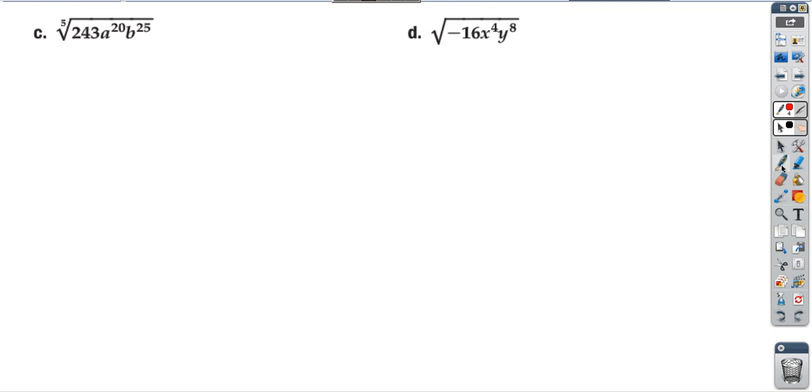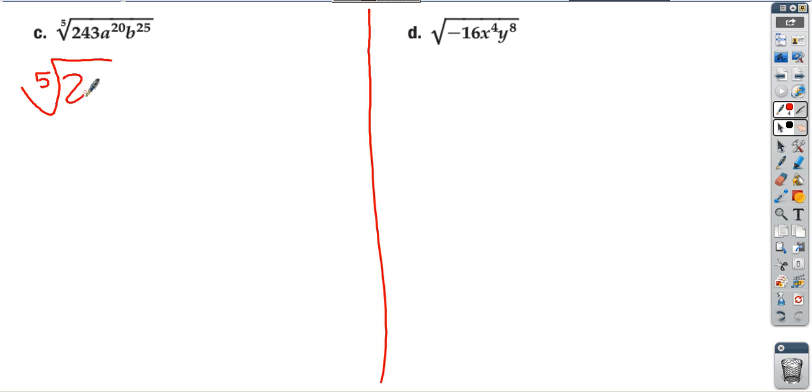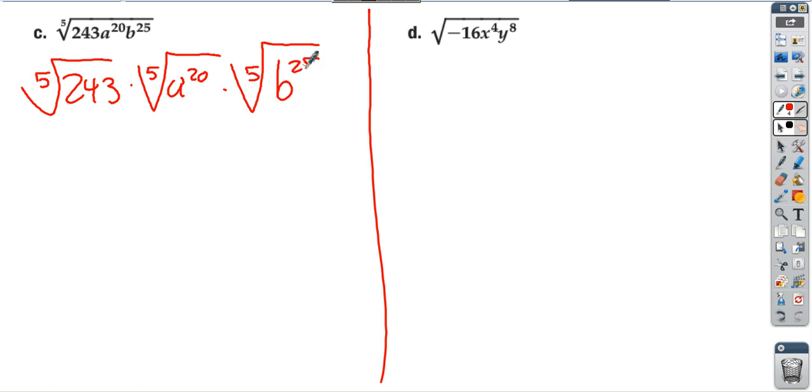Alright, a couple more. These are not square roots now, at least not the left one. The right one still is. This one we're taking fifth roots. To make this a little bit easier, first let's split this apart. So we have numbers that we're taking the fifth root of, then the variables, the a variables and then the b's. It's actually easier to take the variable roots than it is the numbers.